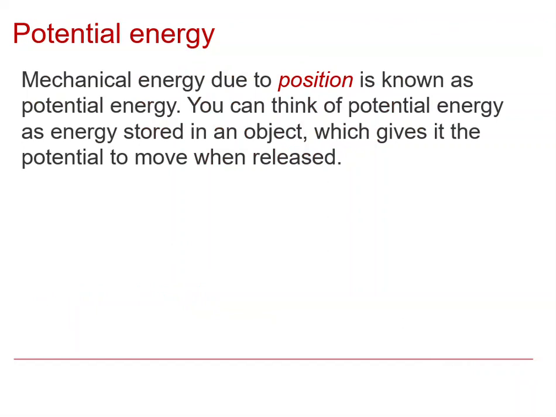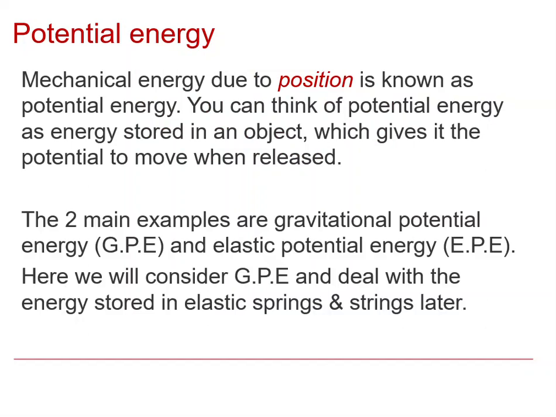Mechanical energy due to position is known as potential energy. You can think of it as energy stored in an object which gives it the potential to move when released. For example, if you hold a stone stationary in the air and then let go, the stone starts to move, and in so doing it releases potential energy. We'll see more what that means in a moment.